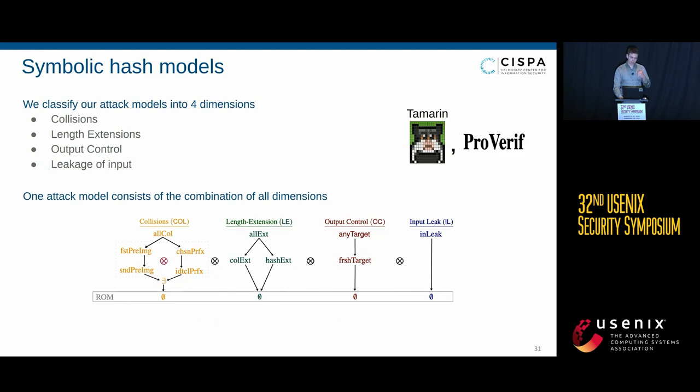As a next step, we then implemented our approach in both Tamarin and Proverif, both of them being state-of-the-art tools in the symbolic model to analyze security protocols. But we could not straightforwardly implement it, so we had to extend the tools to be able to capture a certain set of our dimensions that talk about the content of what we hash.